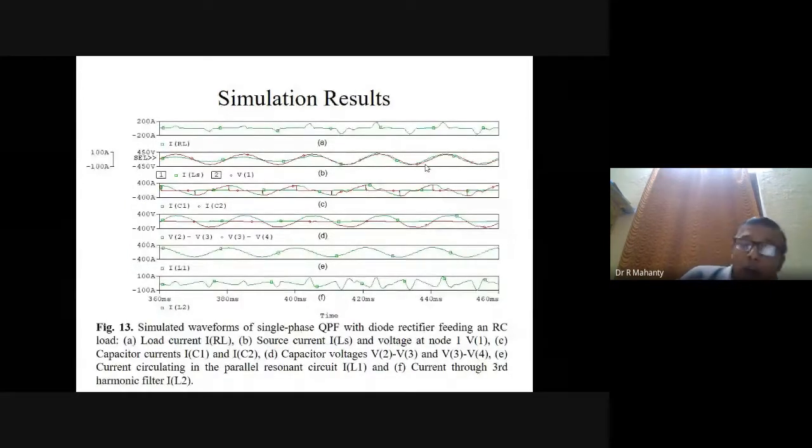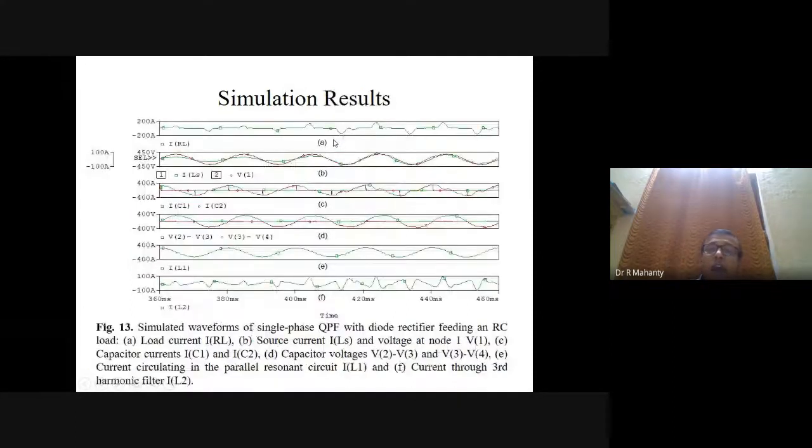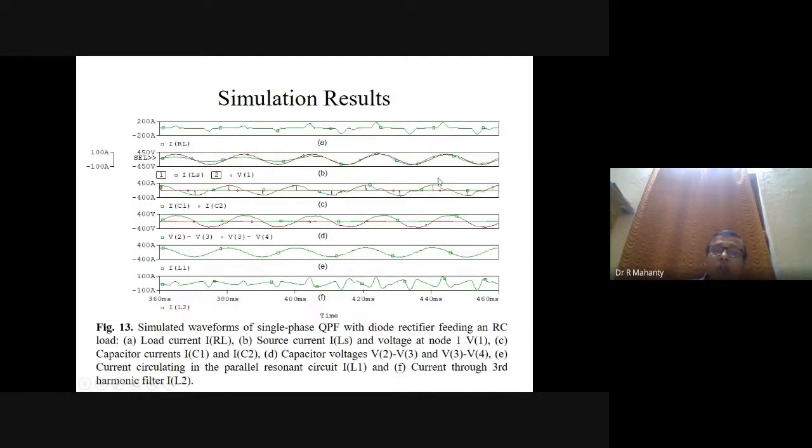Now IRL is the load current. We are seeing the load current here. So here you can see that a lot of harmonics are present in the load current. And here we are performing the switching somewhere at say 400 milliseconds. We are performing the switching. So you can see that the harmonics in the load current are very large.